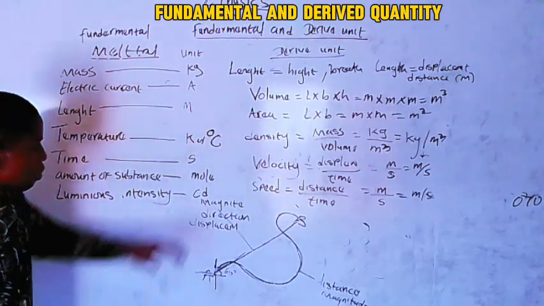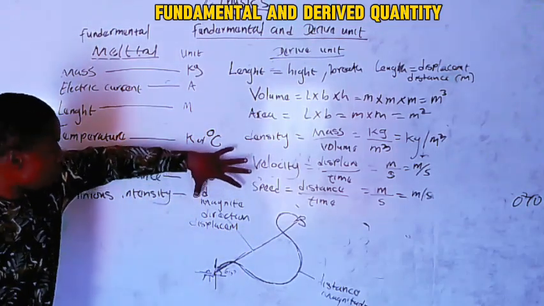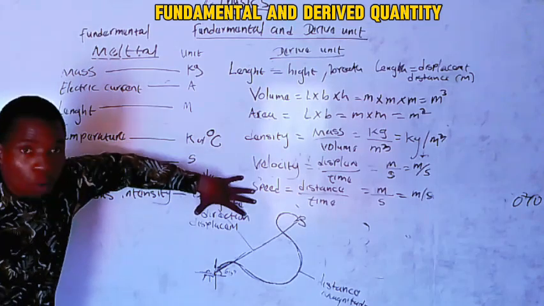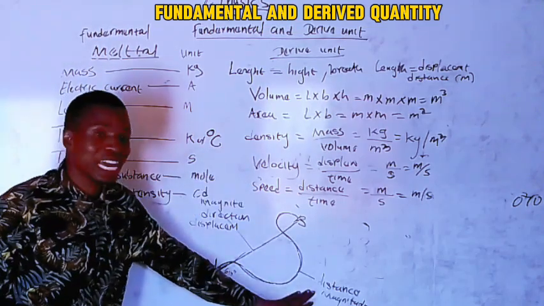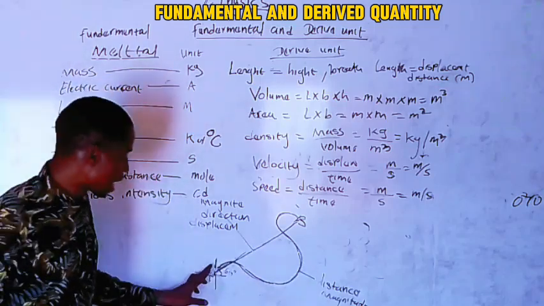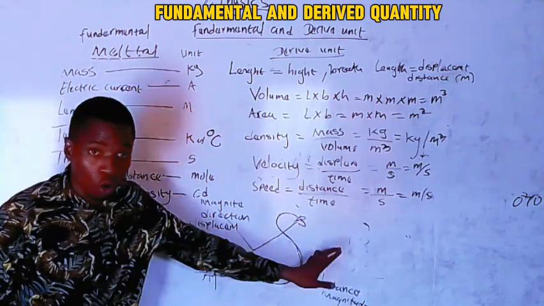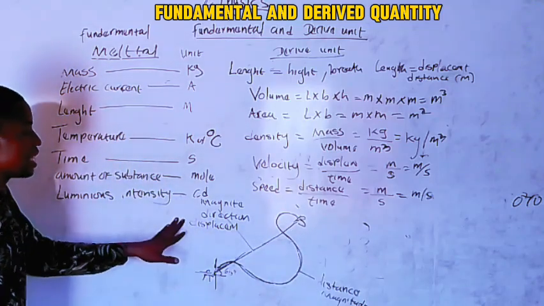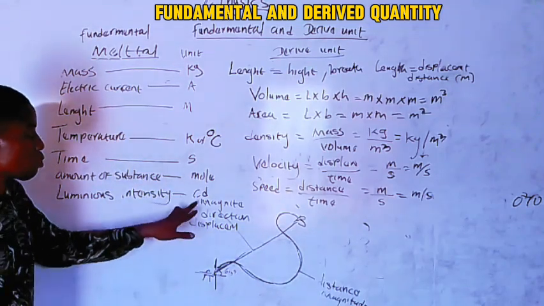What is displacement now? Displacement is the one that has both magnitude and direction. Now, distance is the one that has only magnitude. What's the meaning of magnitude? Distance. Just only the distance, but there is no direction. But the displacement is the one that has both magnitude and direction.